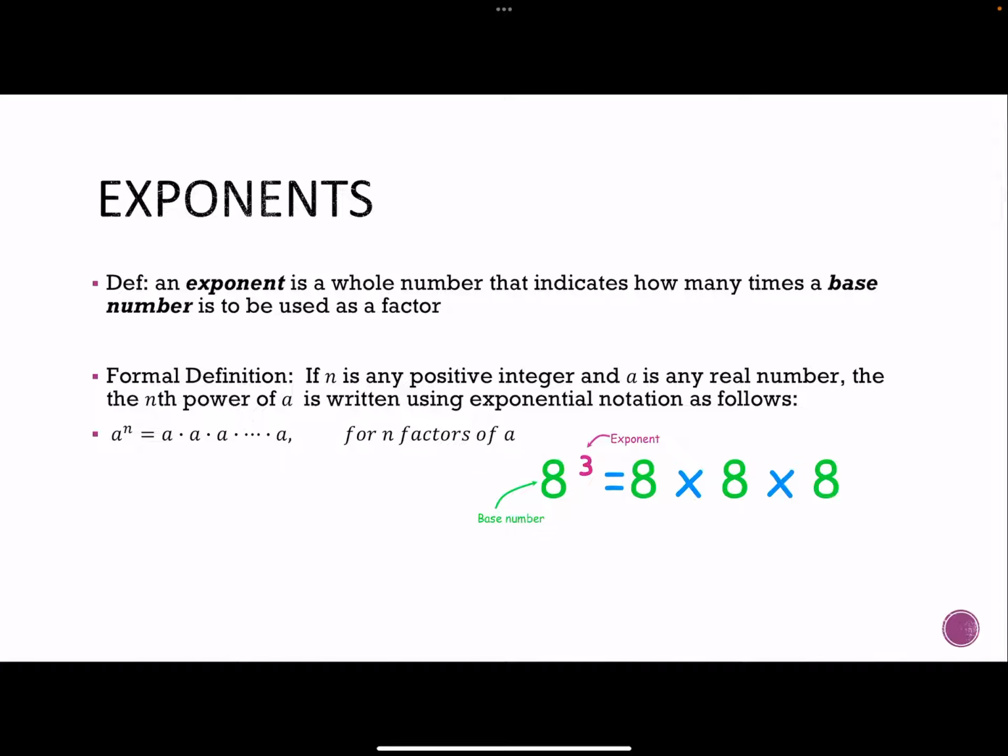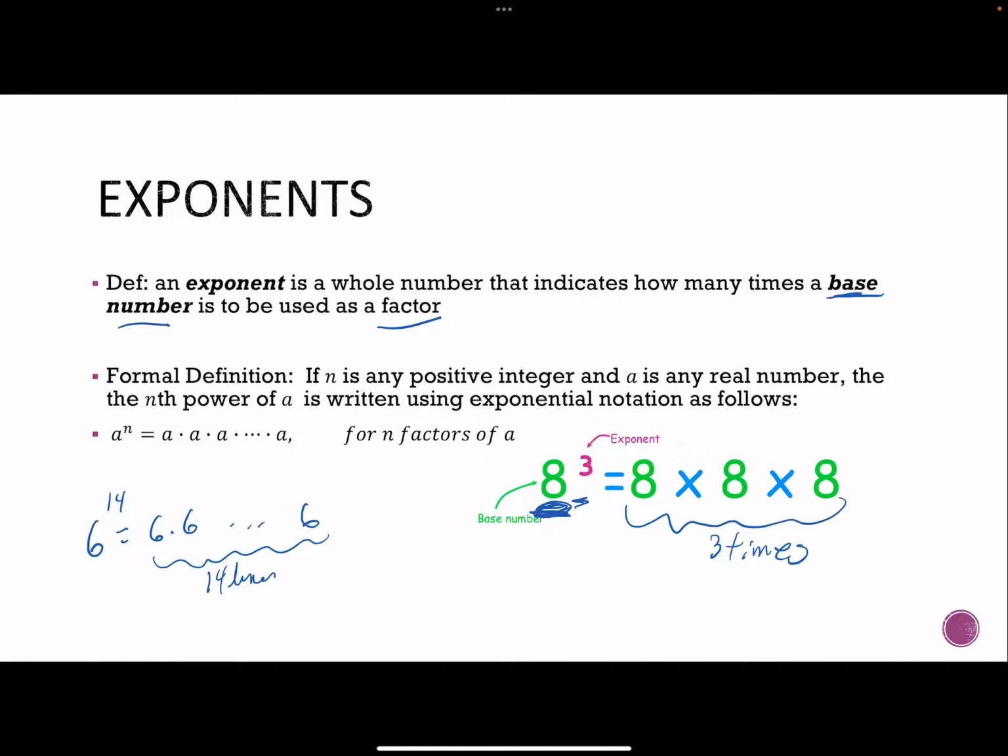So an exponent is a whole number that indicates how many times a base number is to be used as a factor. So for example, if I have 8 cubed, that's telling me I want 8 times itself 3 times. And writing 8 3 times isn't so bad, but what if I had something like 6 to the 14th, right? If I want to write out all those 6's 14 times, that would take a long time. Also, that's a very big number, so I might not want to evaluate it, right? It's not what I know off the top of my head.